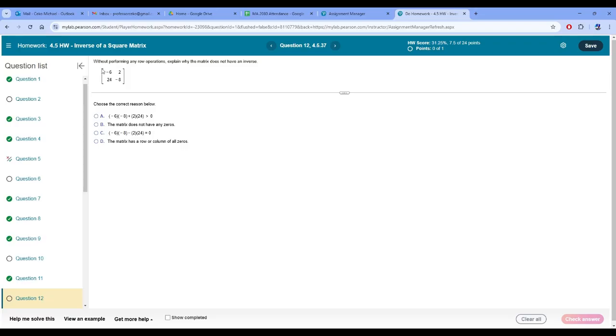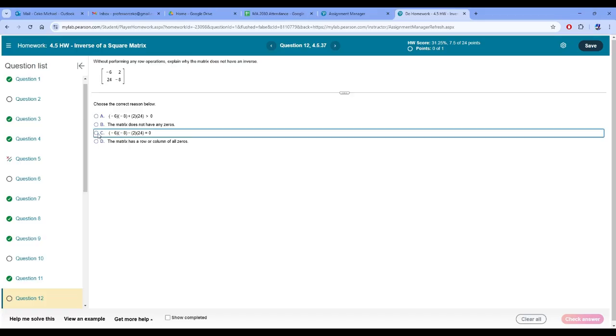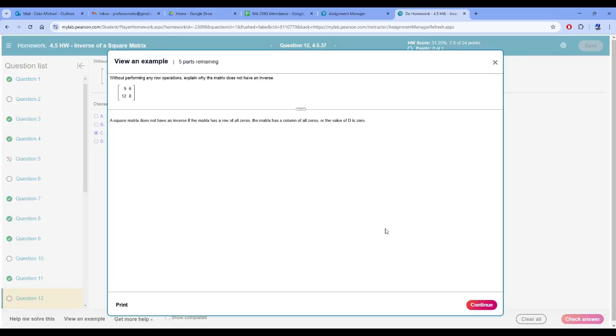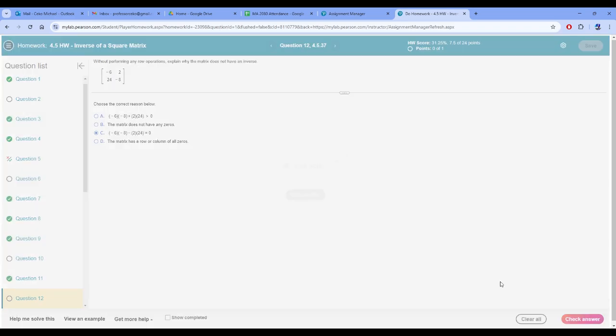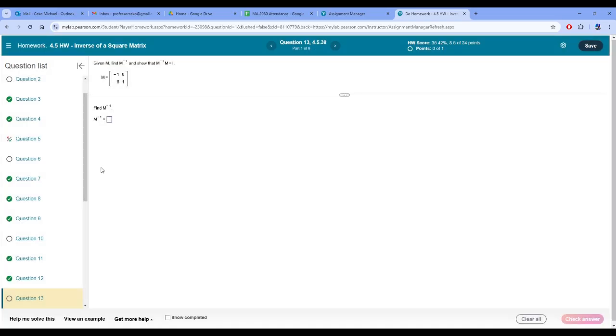I'm guessing when we do this times that, 6 times 8 is 48. 48 minus 48 equals 0, so that's going to be 1 divided by 0. Remember how I said they gave me that equation? D is equal to AD minus BC, which is the crosses and then subtracted. So that's why. It equals 0, 1 divided by 0, undefined.